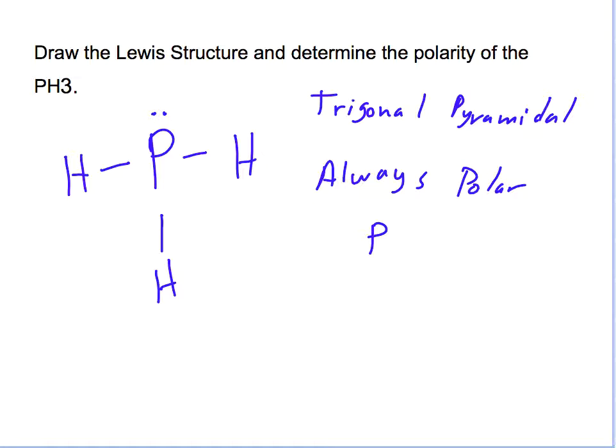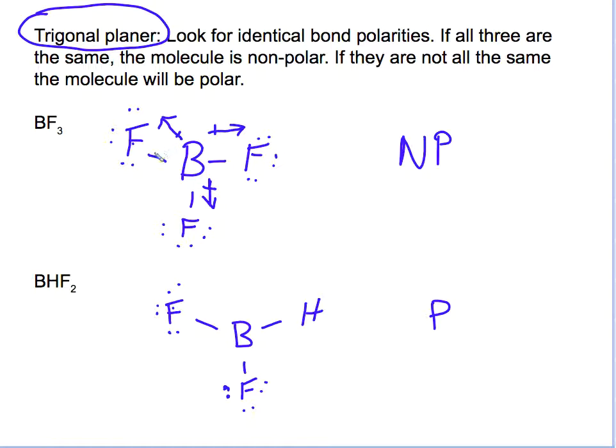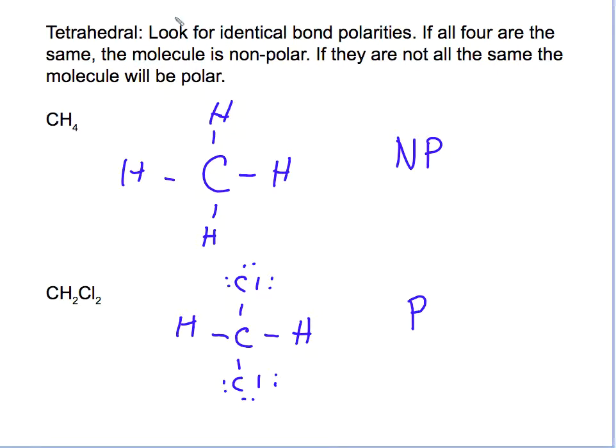All right. Trigonal planar. Just look at the 3 things surrounding the central atom. If they're all identical, nonpolar. If they're not all identical, polar. And the same thing for tetrahedral. Look at the 4 things surrounding the central atom. If they're all 4 the same, nonpolar. If they're not all 4 the same, polar. Okay, I hope that gives you some idea how to tell a polar from a nonpolar molecule.